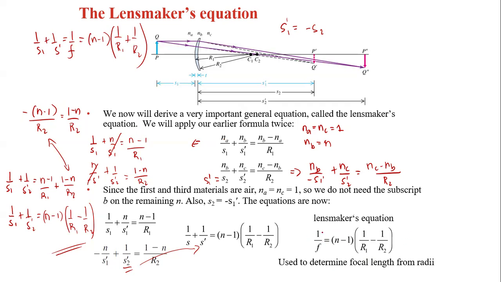So here we have the focal length. We have n, the index of refraction of the lens material, the radius of the curvature of the first surface, the radius of the curvature of the second surface, and so on. We call this one the lens maker's equation.